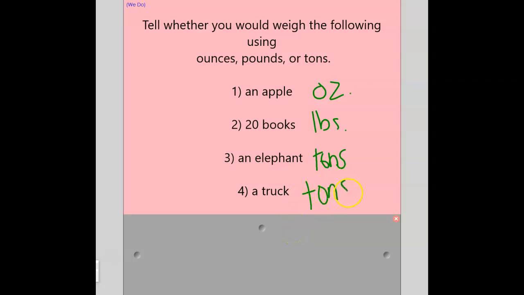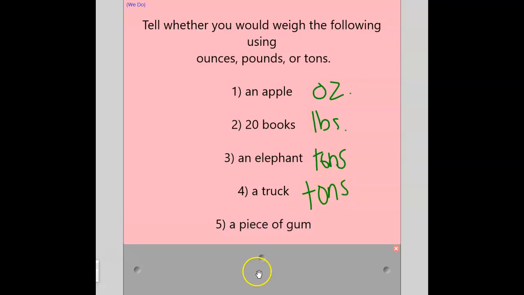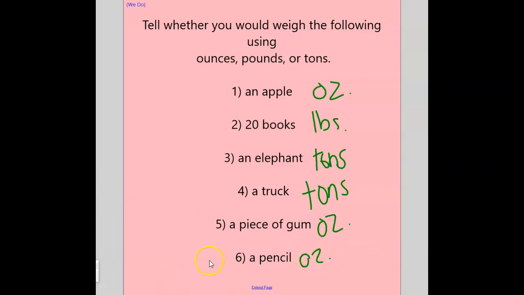Awesome, just like an elephant. A piece of gum. Very light, ounces. And finally, a pencil, as we know, would be ounces. Okay, awesome. All right.